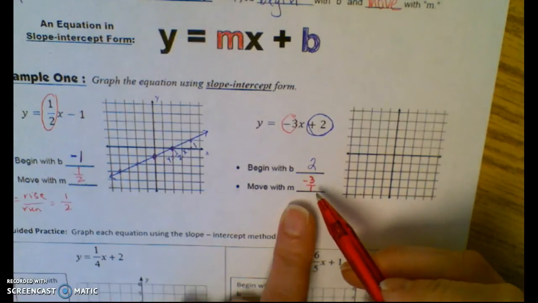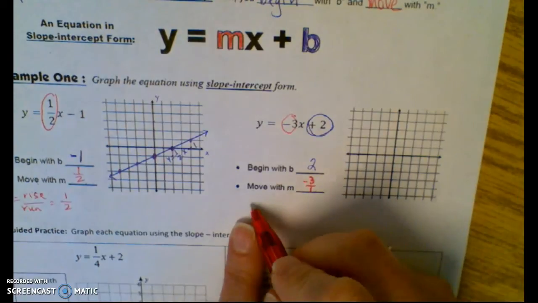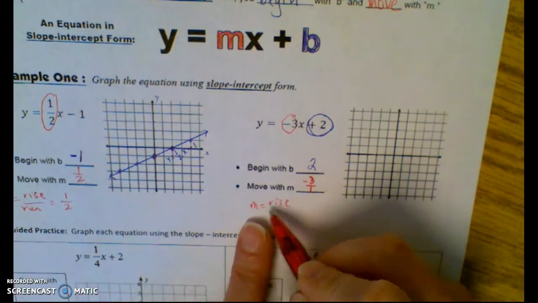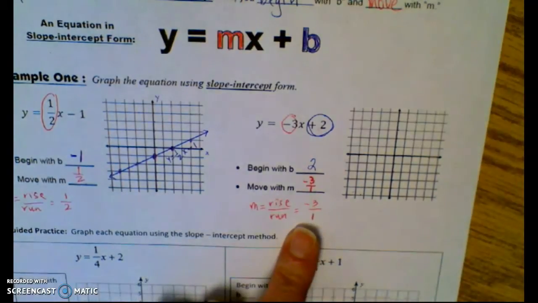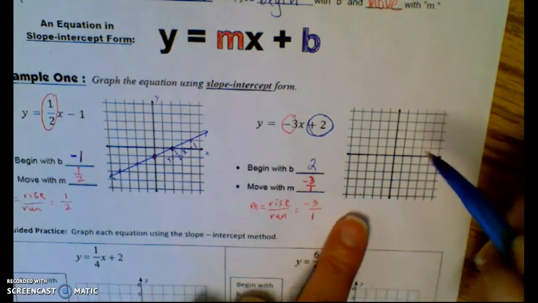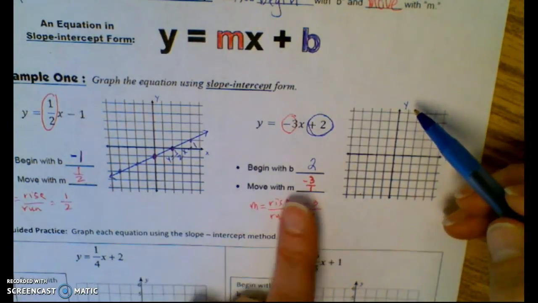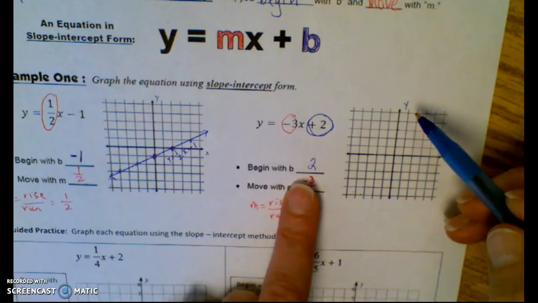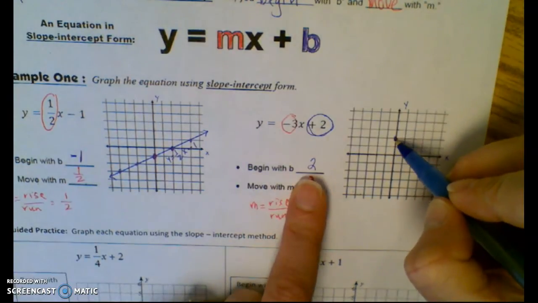-3 divided by 1 still gives us the value of -3, but it allows us to use our formula for slope, which allows us to rise first and then run. So to get our points on the graph, we remember that we have an x-axis here and a y-axis here. We have to begin with B, our y-intercept. So this time our y-intercept is positive 2.